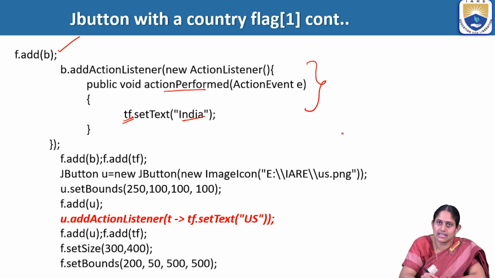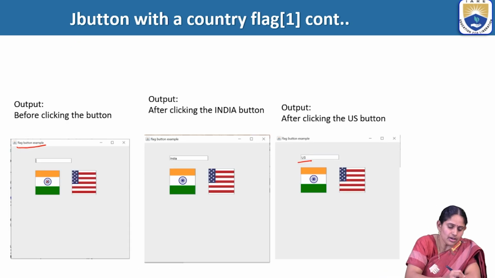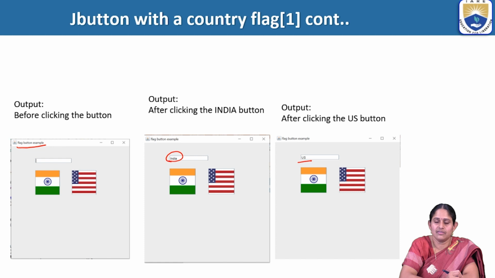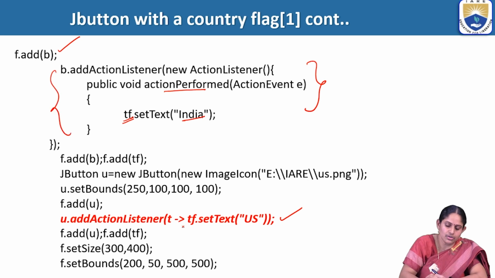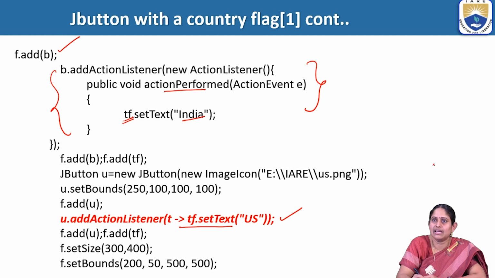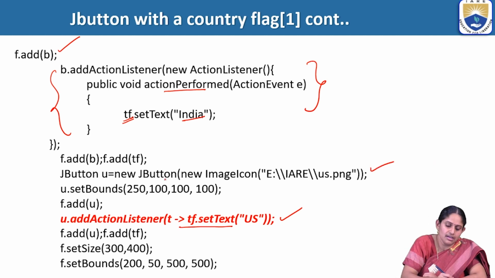That means when we click this button of the India flag, this text field will have the value India. So this is one way of adding an action listener to it. In the second case, I'm making use of lambda functions. They are small functions, small sets of lines, which again make it precise. So this whole set of lines is reduced to one single line. Here again, I am creating a button for the US flag. So I am passing to this button.